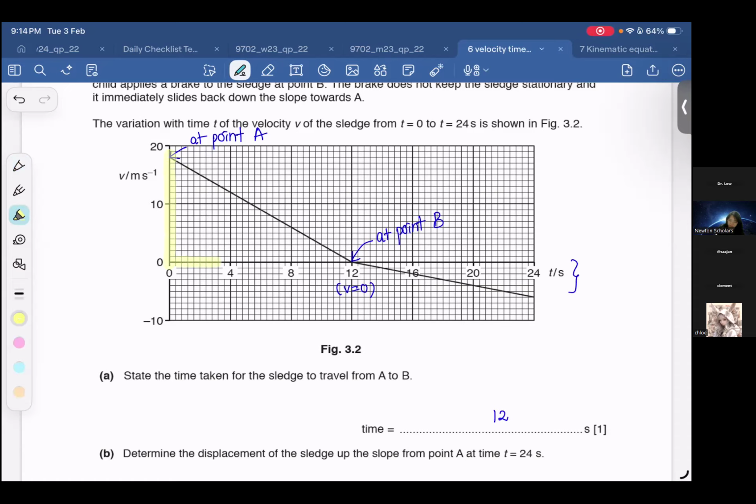Okay, so here, this is the triangle. And here, this is another opposite triangle, in the opposite direction. So you want to find your displacement using the bigger distance, which is 1 over 2. The base is 12. The height is 18. Here is 18.